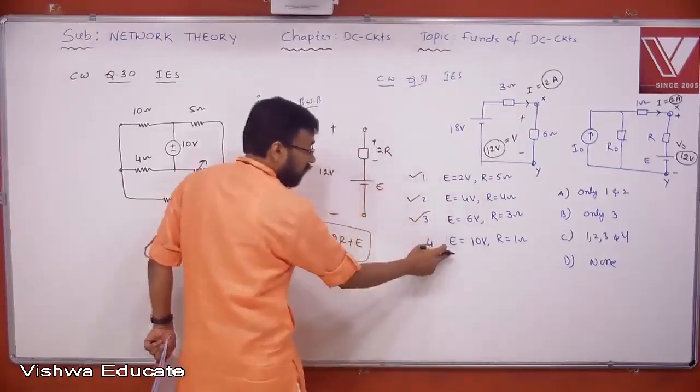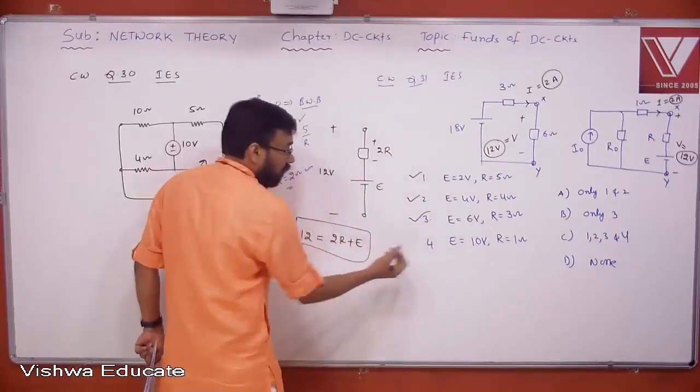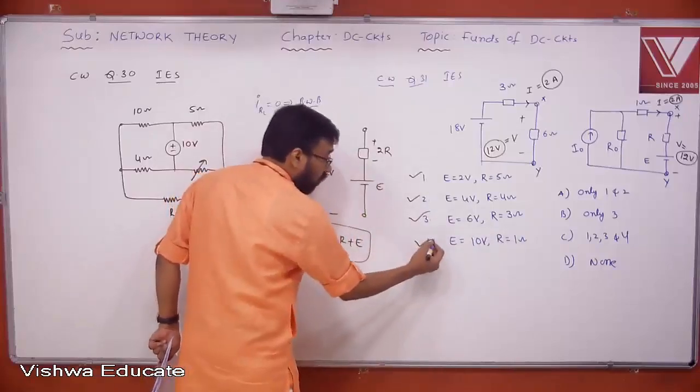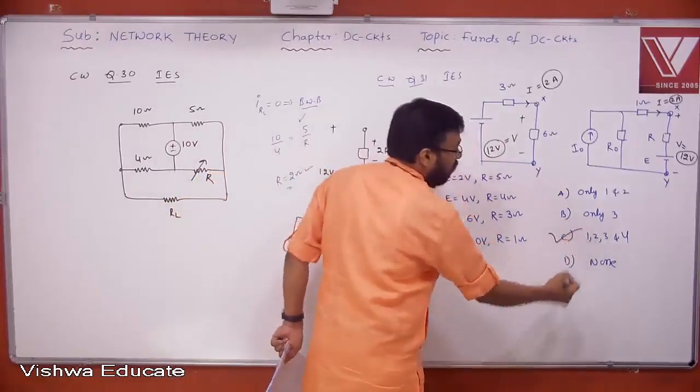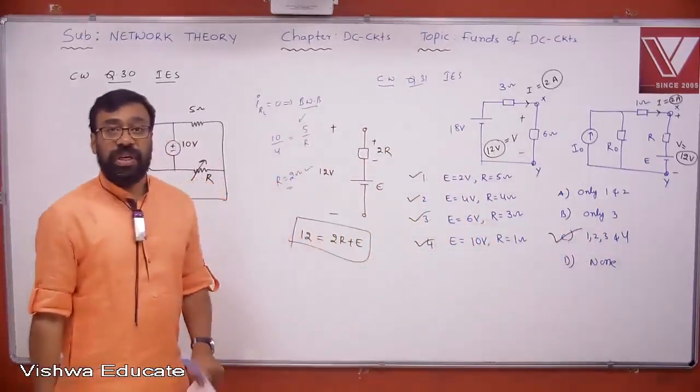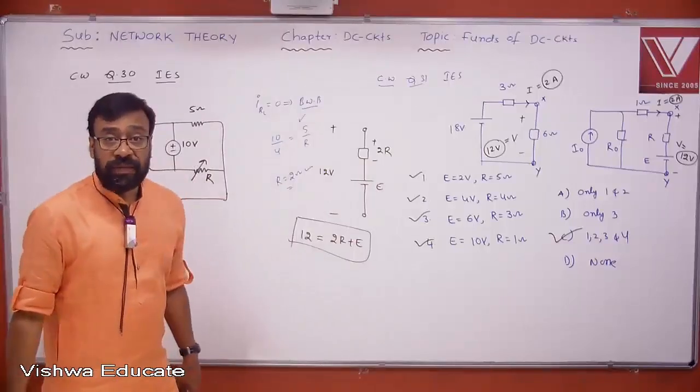Also check this. 10 plus 2 into 1. This is also okay. Therefore, all are satisfying. 1, 2, 3, 4 options are correct. Understand all of you? Okay.